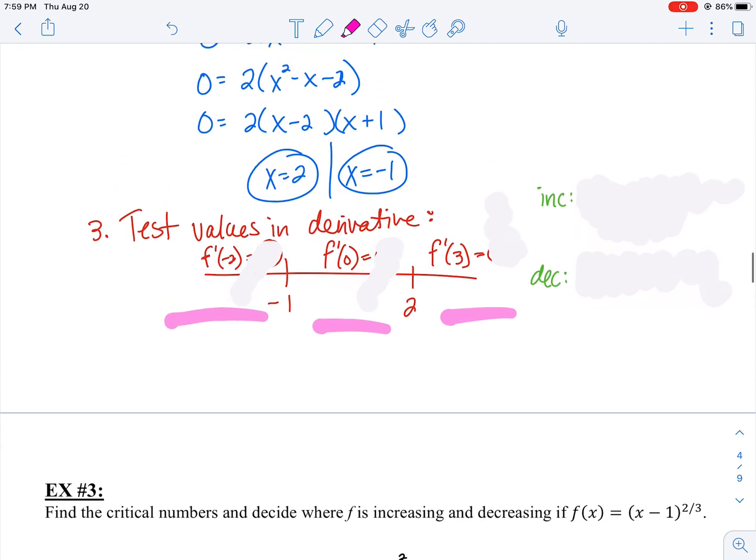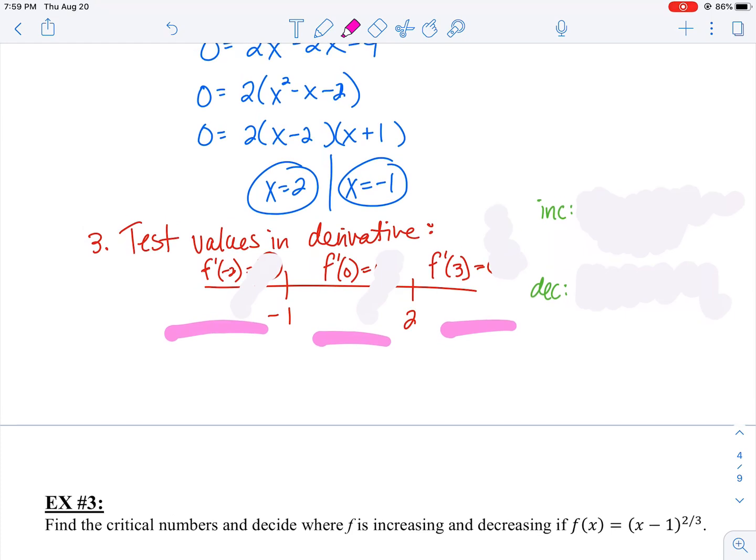I'm going to test a number before negative 1, in between negative 1 and 2, and then a number greater than 2. Remember, we're testing these numbers in our derivative. We want to figure out if our derivative is positive or negative. I tested negative 2 and I got a positive number out. I tested 0 and I got a negative number out. And I tested 3 and I got a positive number in my derivative.